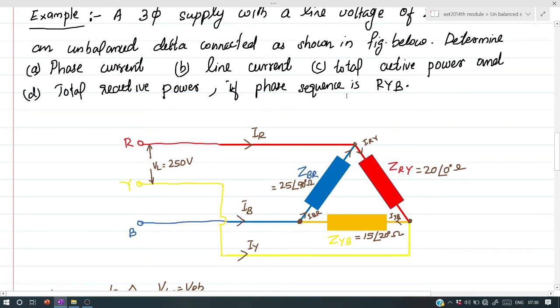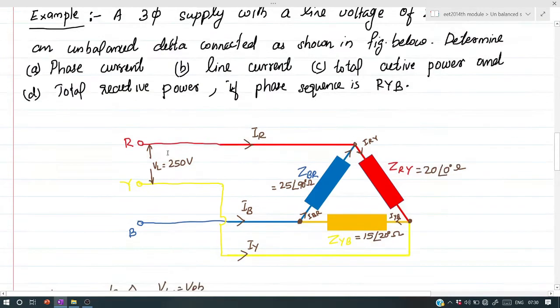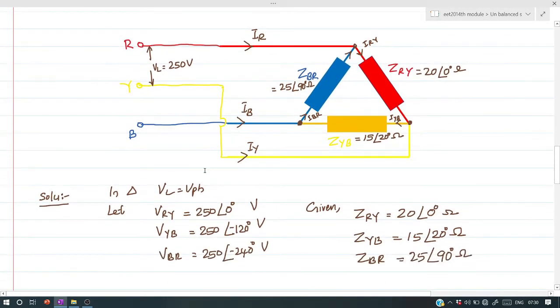Here phase sequence is assumed as RYB. As we know, in the case of delta connected load, line voltage is equal to phase voltage. Here line voltage is given as 250 volt, that is equal to phase voltage. We can take VRY as a reference.